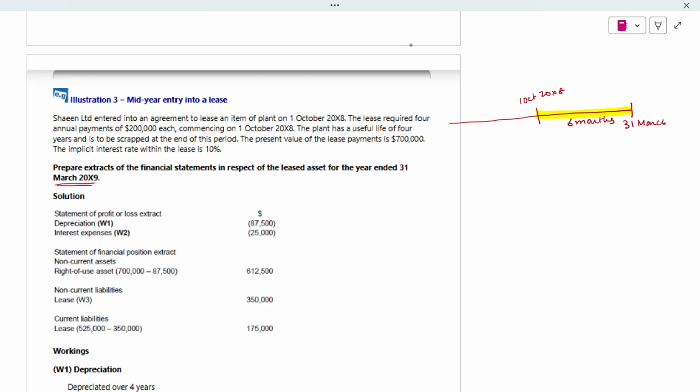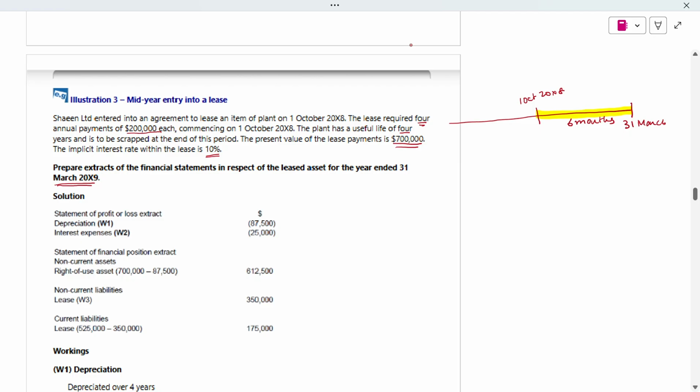The lease required 4 annual payments of 2000 each, commencing 1st October. The plant has a useful life of 4 years. Lease is for 4 years, plant is for 4 years, and at the end it will be scrapped. The present value of lease payments is 700,000. There is no direct cost. What is the rate of interest? Rate of interest is 10%.